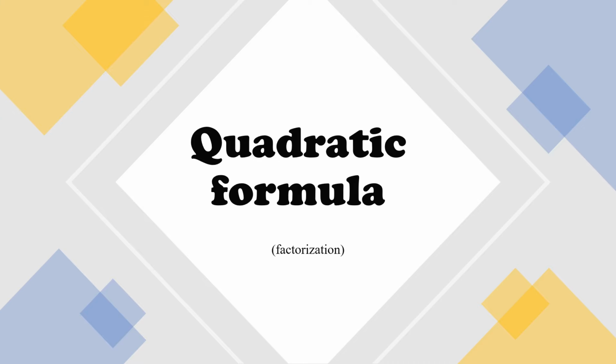So we started looking at the whole concept of what is factorization. Then we looked at factorizing by the HCF. Then we moved on to factorizing by grouping and factorizing the difference of two squares. Then we looked at the AC method and completing the square. So today we're going to wrap it all up with the quadratic formula.